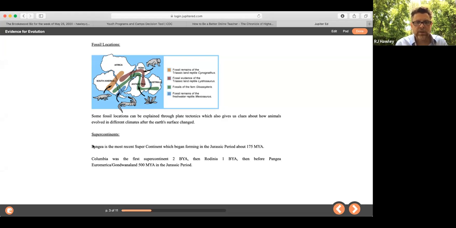So Pangaea is the most recent supercontinent, but before that, Columbia was, the evidence we have points to that being the first one. Then a continent called Rodinia, and then before that, a combined group of land masses. My favorite name is Gondwanaland here. I think it's kind of catchy.